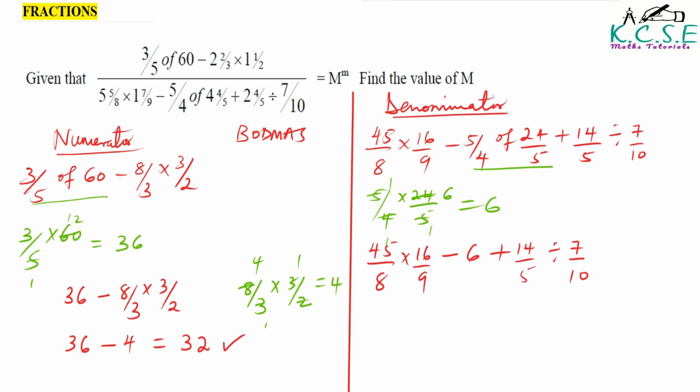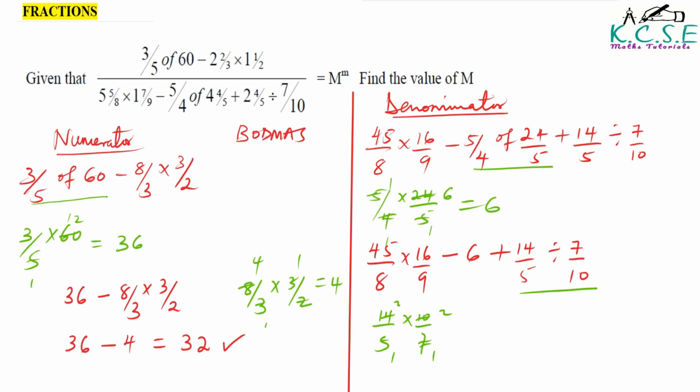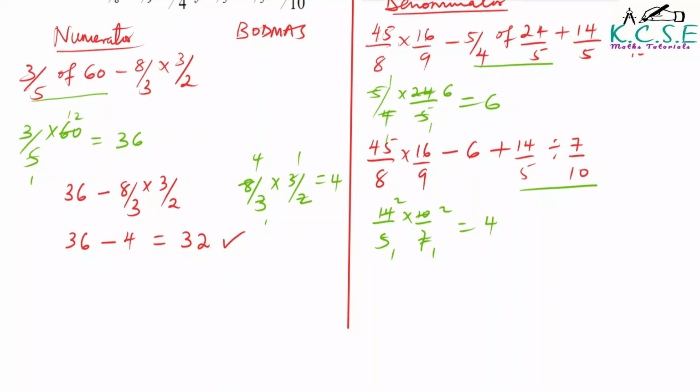The next operation that should follow is division. So we should work out division. That is 14 over 5 times, this would be 10 over 7. So this is 2 by 7, 1 by 7, 2. So this one gives 4. After getting 4, you can insert it here. So we have 45 over 8 multiplied by 16 over 9, subtract 6 plus the whole of this, going down to be 4.